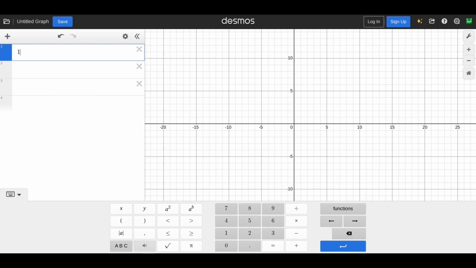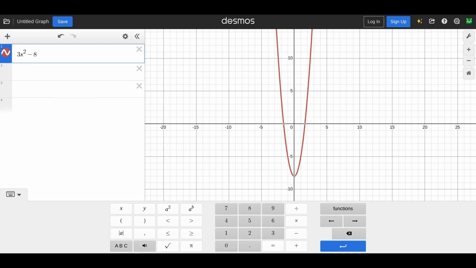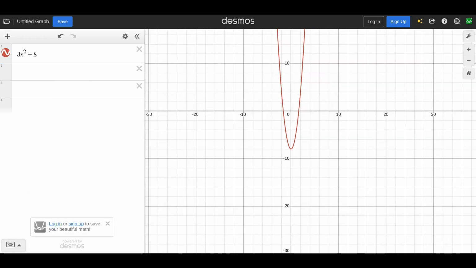Next one. What's it say? 3x squared minus 8. How many turning points does this one have? 1. What do you say? It turns one time because it's coming down from the left, down to that vertex. It turns and it starts to go up. So that one has 1 turning point.